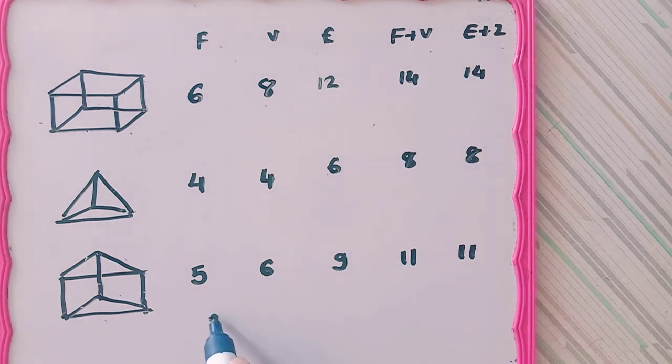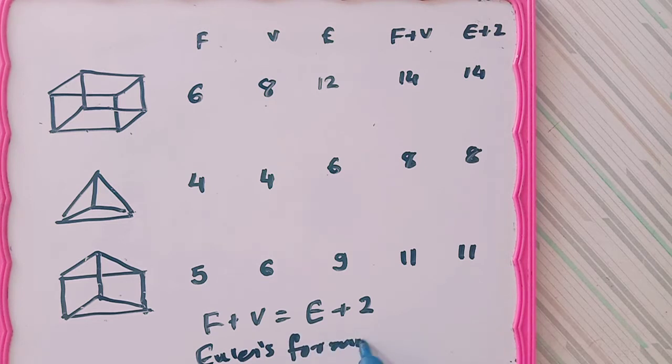So we can write F plus V equals E plus 2, meaning faces plus vertices equals edges plus 2, which is known as Euler's formula for the relation between any solid's faces, vertices and edges.